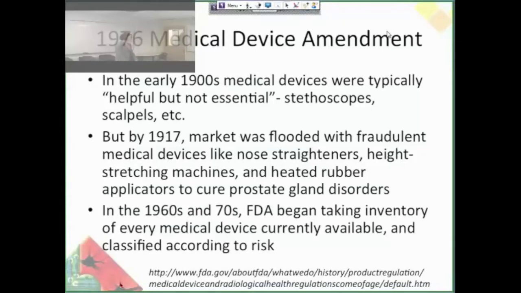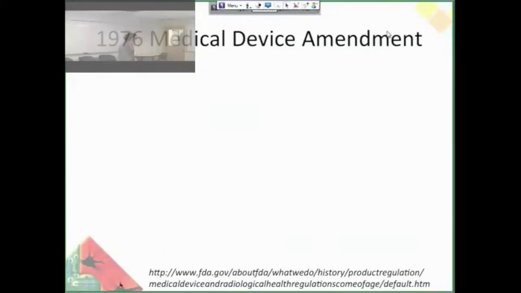But in the 1960s and 70s, the FDA actually took it upon themselves to create their own inventory of medical devices that are currently on the market, and they classified them according to the risk. And they made this proposal about what they were going to do, and they brought it to Congress, and they said, this is what the law should be. And Congress said, okay, yeah, that actually looks good, so we'll make that a law. And it's the 1976 Medical Device Amendment.